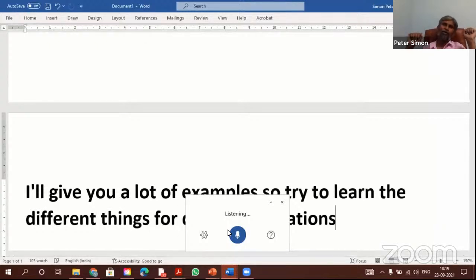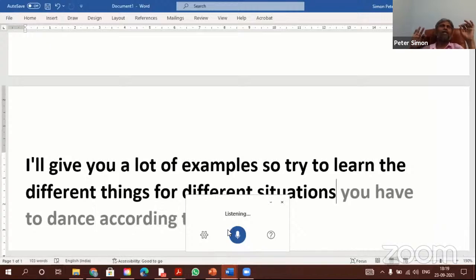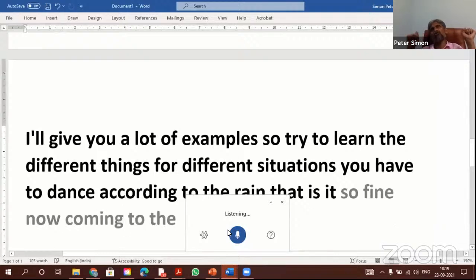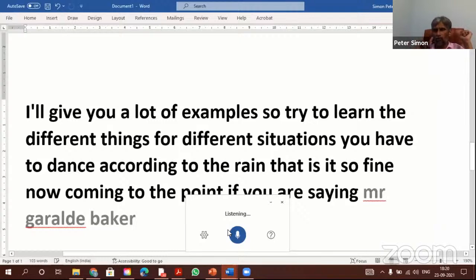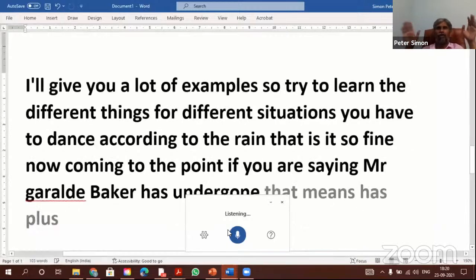So fine. Now coming to the point, if you are saying Mr. Gerald Baker has undergone, that means has plus V3. That means you are using present perfect tense. That means you want to talk about it as present tense. Then you are not supposed to talk about date. You are not supposed to talk about yesterday. Then you can say has undergone. That means you are talking in the present tense. That means recently.